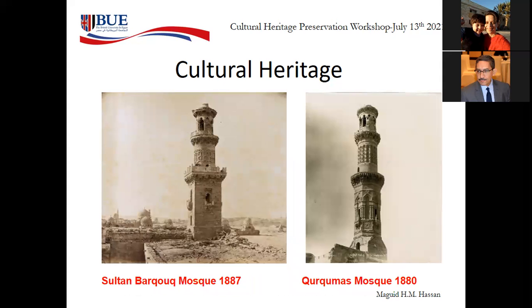This is another example of such structures: Sultan Barqouq in the 1800s and Qarqamas Mosque in the 1800s also, and both of them are missing the top onion-shaped part of the minaret due to damage over the years.